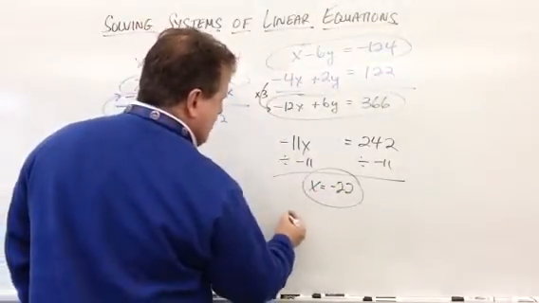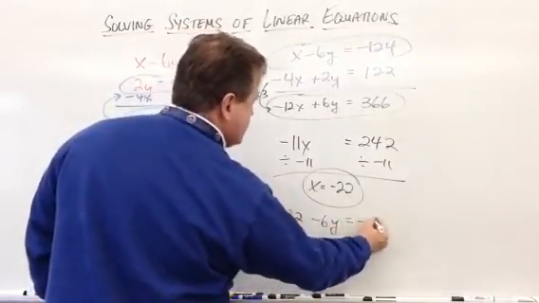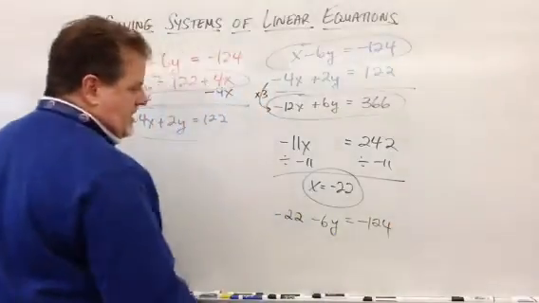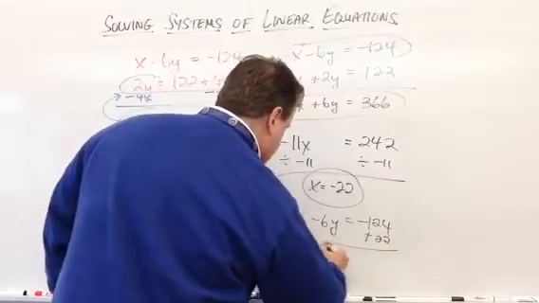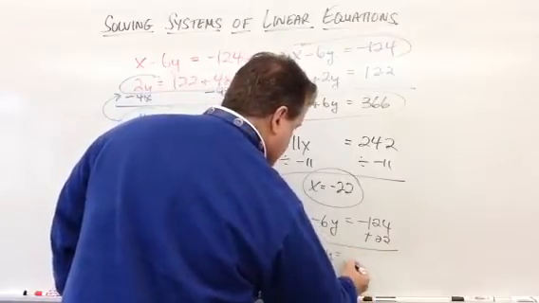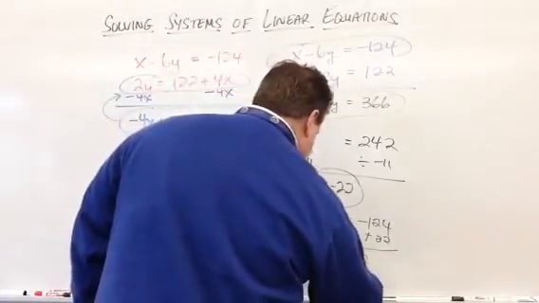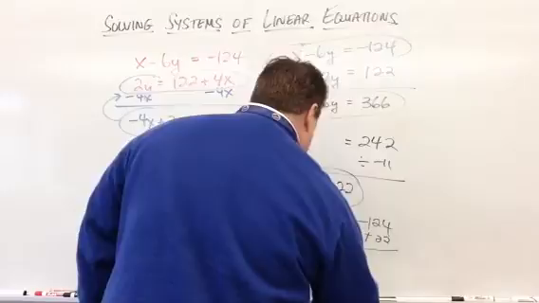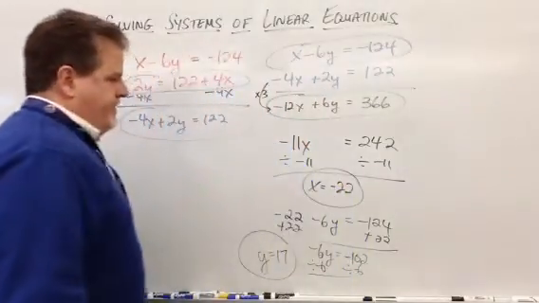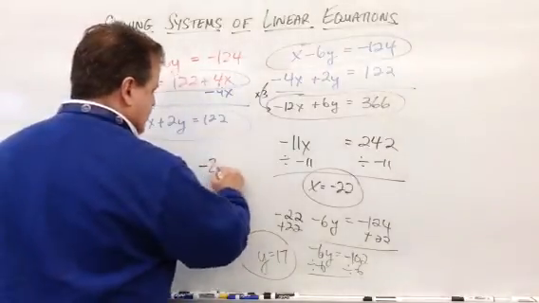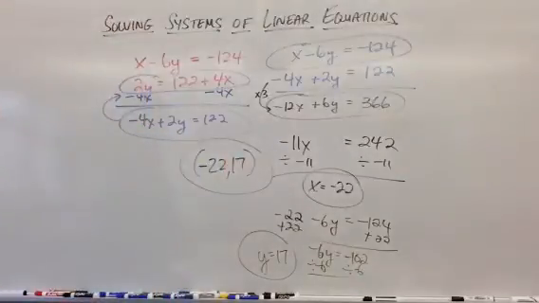We've got x minus 6y, so that'd be negative 22 minus 6y equals negative 124. So we'd be adding 22 to both sides, and we'd have negative 6y equals negative 102. Divide both sides by negative 6, and y equals 17. So your solution would be the point negative 22, 17.